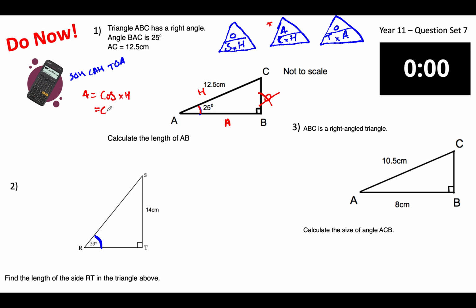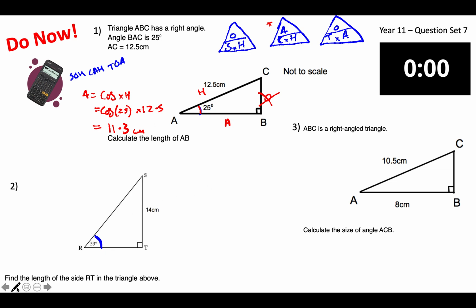Now remember, sine, cos and tan are nothing without something in them. You put the angle in it. It doesn't really mean anything on its own. So cos of 25 times by 12.5. Cos of 25, shut that bracket, times by 12.5 equals, it doesn't say any particular rounding, so I'm going to do 1 decimal place. 11.3, it's 11.3288, etc. I'm going to go 11.3.